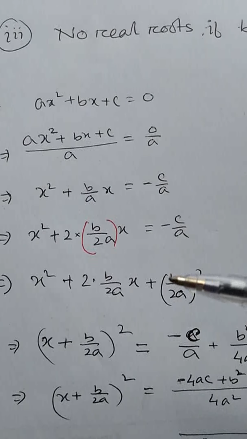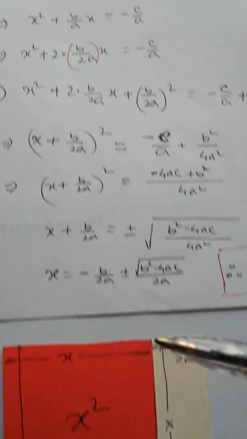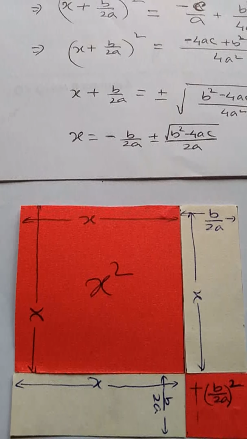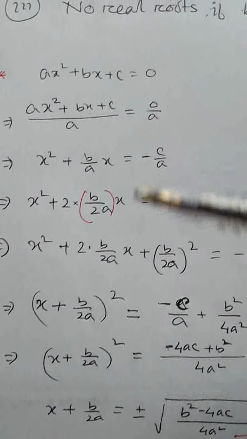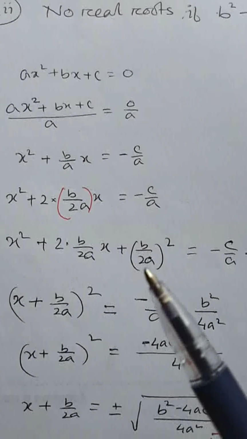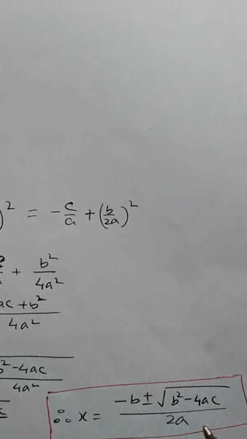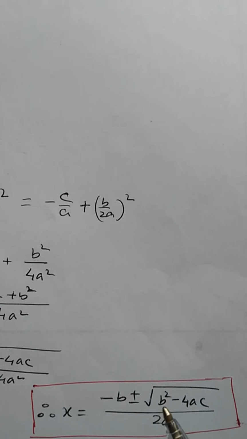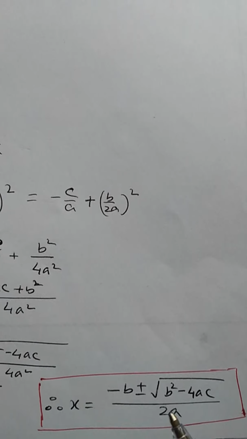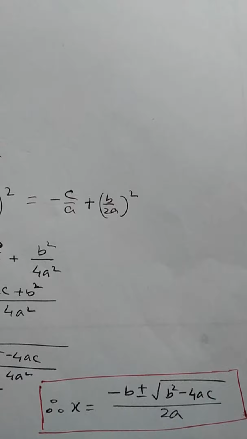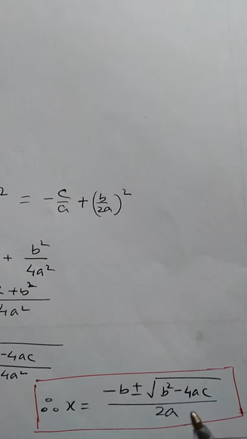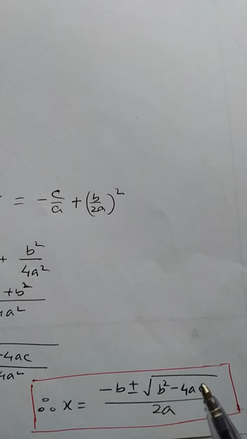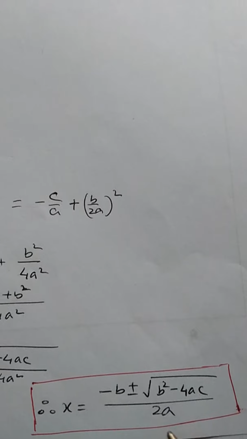Adding this part, b by 2a square, to this expression we have got the square, and that is why this process is known as the completing the square method. Now I think you have understood this. In the simplification, as this is one equation, the same thing we have done on both sides, and then this is the final expression, which is x equals minus b plus minus root over b square minus 4ac divided by 2a. This formula is known as the quadratic formula. Using this formula, we can solve a quadratic equation, provided that this part, b square minus 4ac, which is known as the discriminant, is greater than or equal to 0.